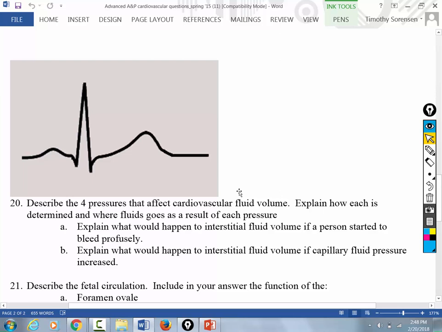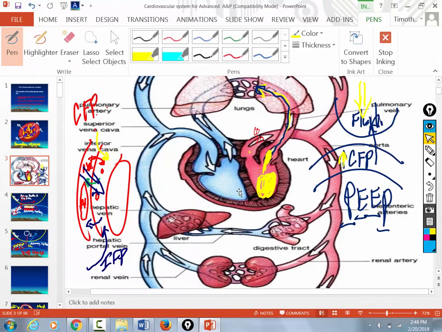All right. And I don't even have to go over this, right? We went over this. Am I right? Say yes. Okay. Those are the four pressures. Tell me you got that.